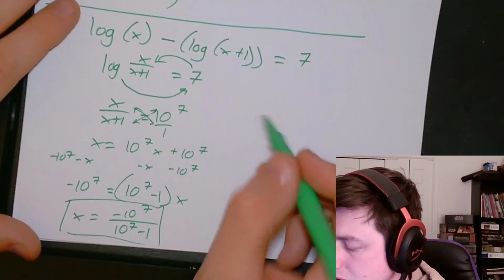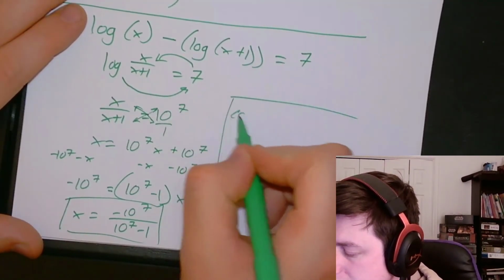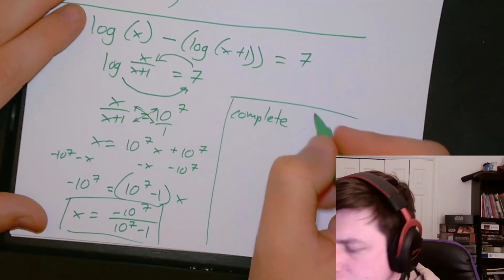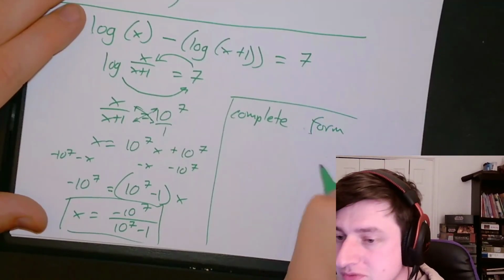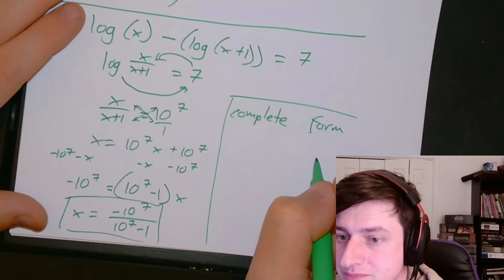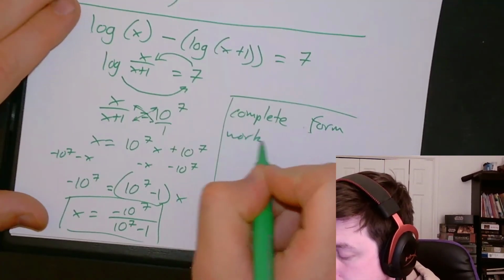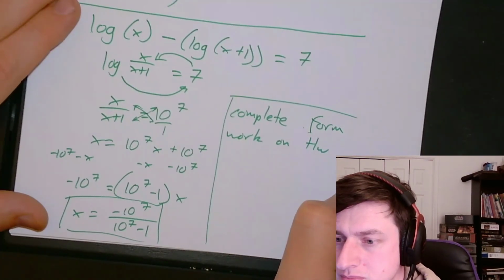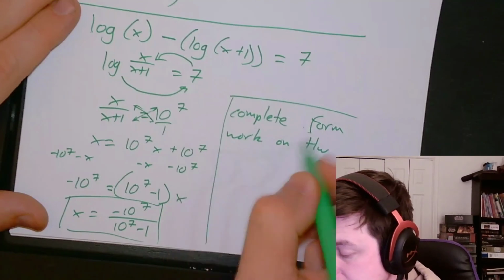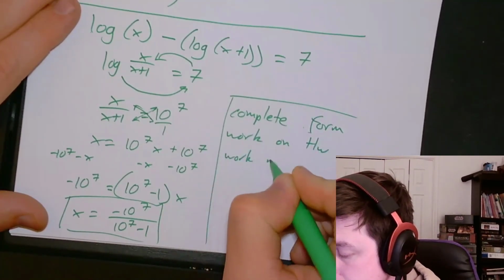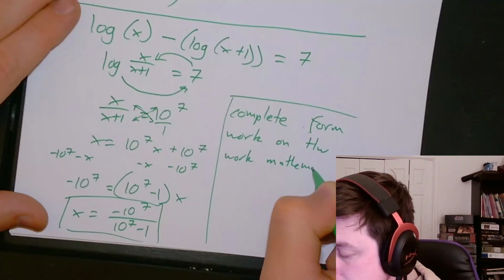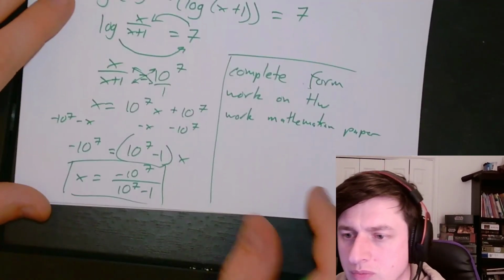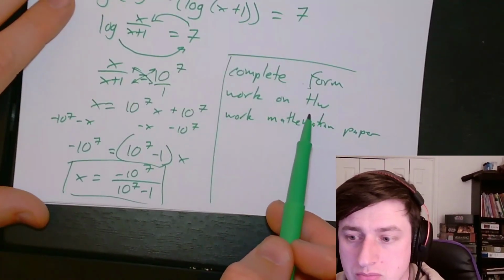So here's what we're going to do. You're going to complete the form. If you have time, work on the homework. And if you still have class time left, work on the mathematician paper. I think I spelled this wrong, but so complete the form, work on your homework.